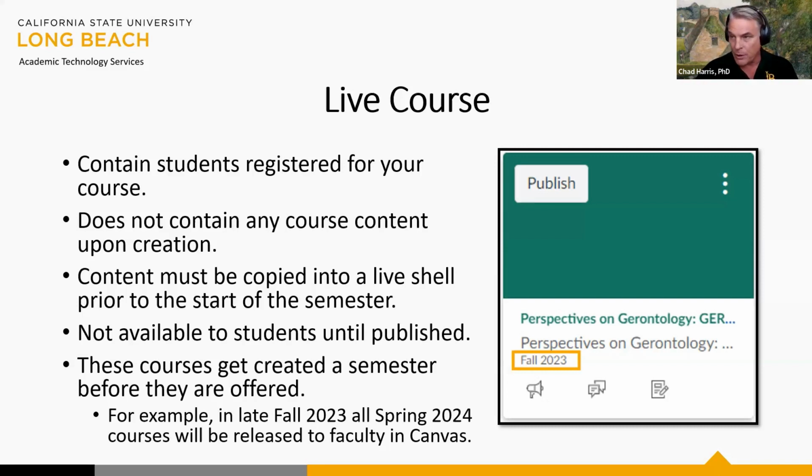Live courses are designated by the term notation underneath the title. So you notice it's that yellow box underneath the title. Live courses will contain all the students registered for that term. Live courses, sometimes we call these shells, do not have content until you copy that content from a previous term. Canvas gives the instructor that control. You will need to copy content into new live course shells for every upcoming term.